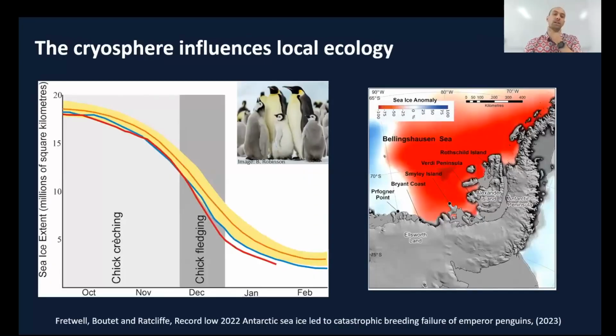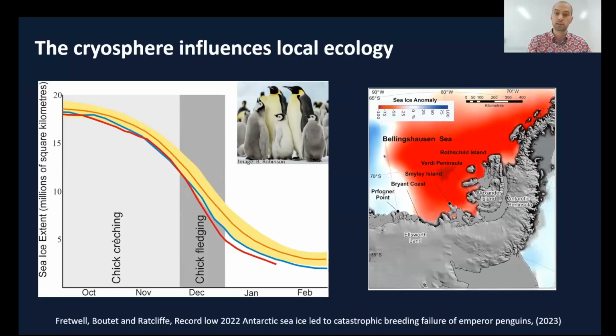So the cryosphere influences the local ecology in Antarctica, obviously. This is an example from a recently published paper. The red line on the left is the sea ice extent that's been measured in the 2022 sea ice season. You would have seen that over the last 2 years, there's been record low sea ice extent, something like 6 to 7 standard deviations below the mean, and the mean is shown here with that orange line. Unfortunately, this kind of weaker sea ice season coincides with when emperor penguins are crashing and then fledging.